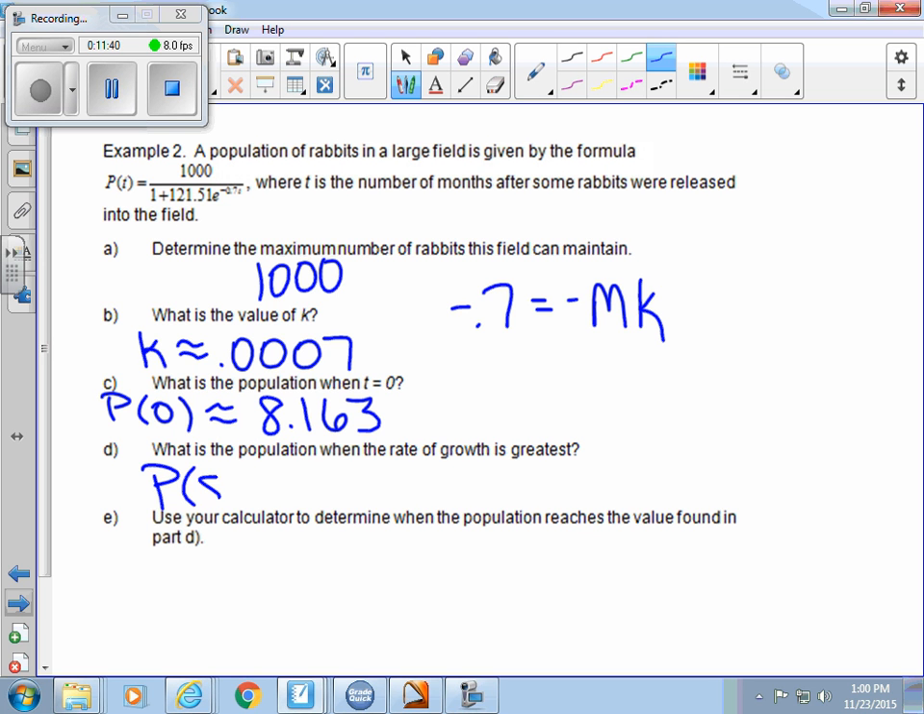So I want the population at when there are 500 moose, right? Is that what I want to do? No. Why not? What is the population when the rate of growth is the greatest? You said the rate of growth is the greatest when there are 500 rabbits. That is the population of rabbits, right?